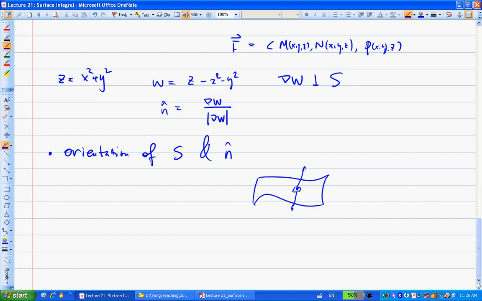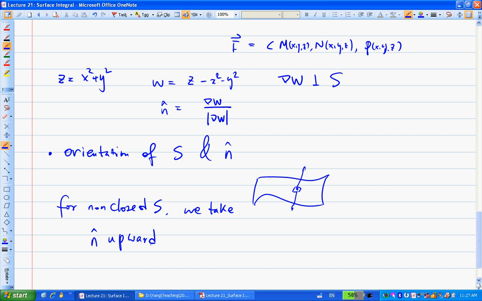Generally, for a non-closed surface, you can choose either one. But usually we choose the upwards one as the positive one. So let's say for a non-closed surface S, we take this n hat upward.